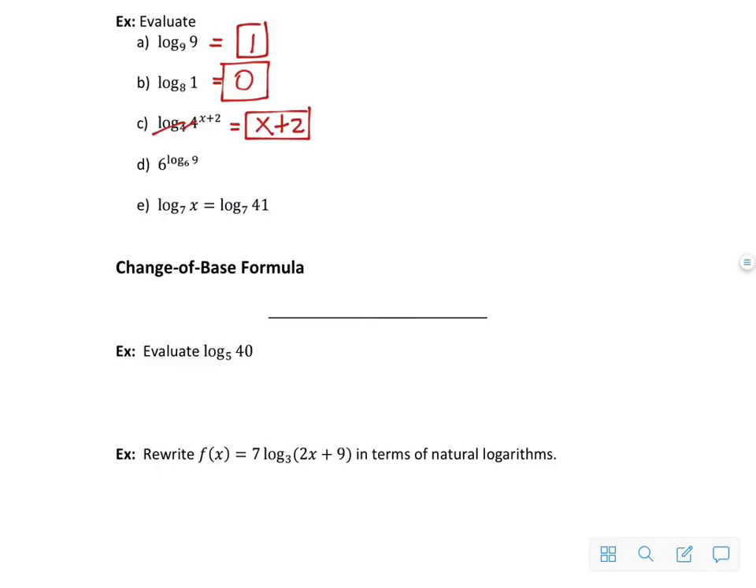Same is true for the second one. If you raise an exponential to a logarithm with the same base, they cancel, and you're left with just 9.